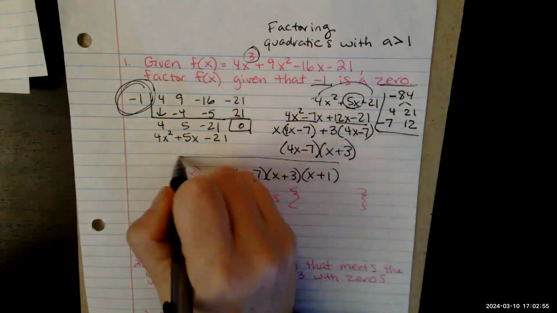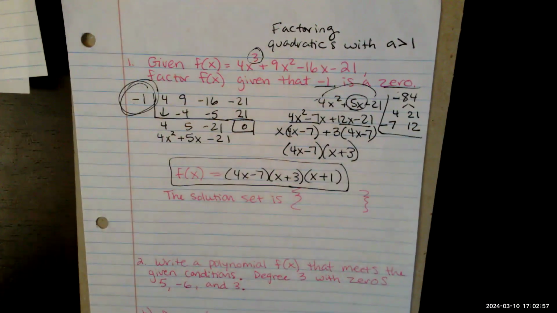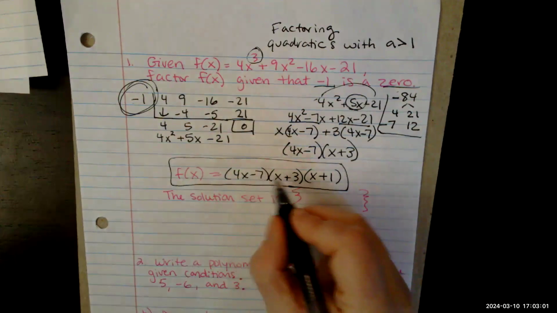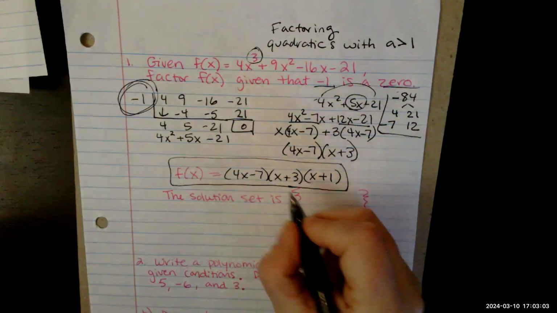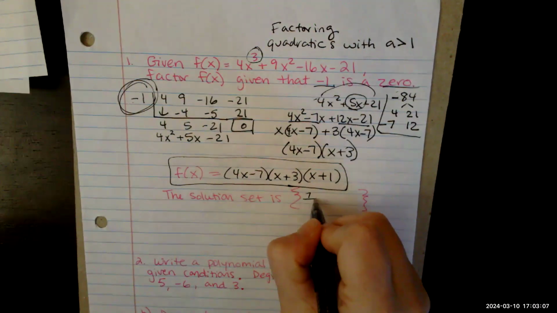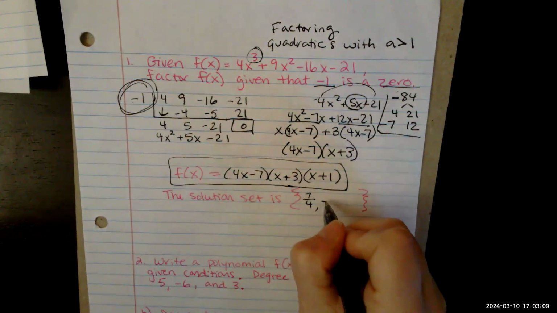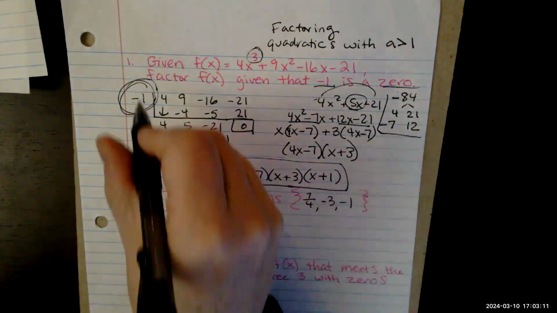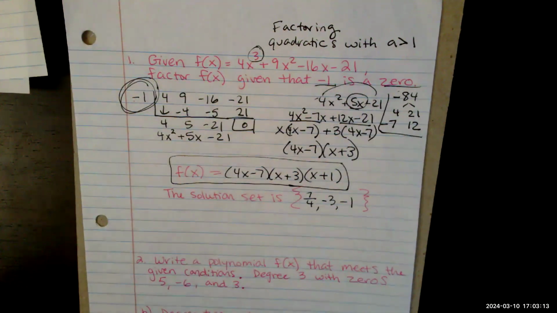So here is my factored form of the equation, which means the solution set is what I would get if I set each of these equal to 0 and solved. So here, be careful, you'd have to add the 7 and divide by 4. This one would be -3, and that would be -1, which is the one they gave me.